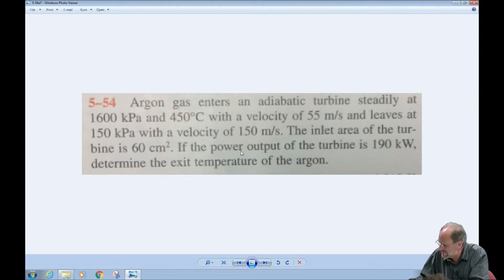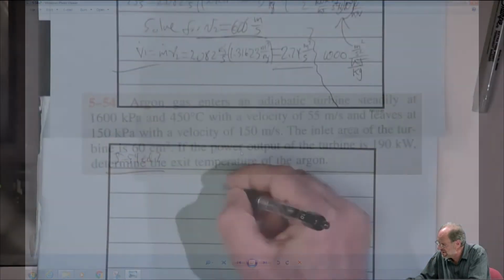In the 7th edition. So it says that we have argon gas, and it enters an adiabatic turbine steadily at 1600 kilopascals, 450 Celsius, with a velocity of 55 meters per second, and it leaves at 150 kilopascals with a velocity of 150 meters per second. It gives us the inlet area of the turbine as 60 square centimeters, and it says that the power output is 190 kilowatts. Determine the exit temperature of the argon. Okay. So this one's a turbine.